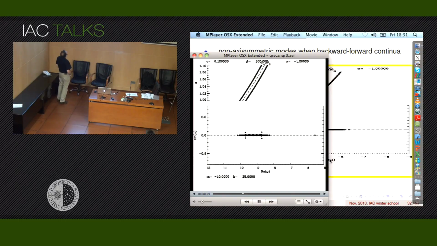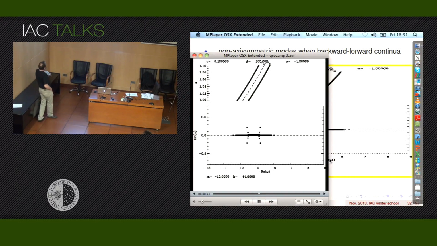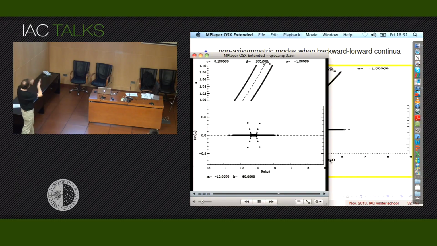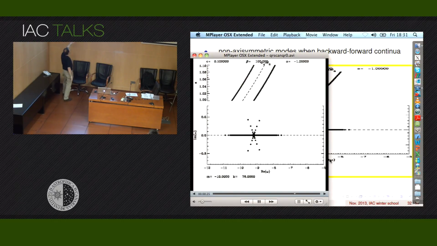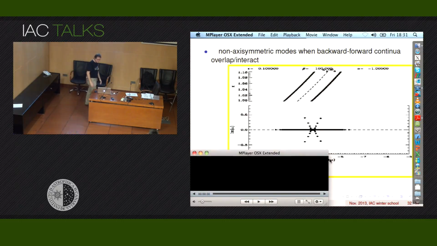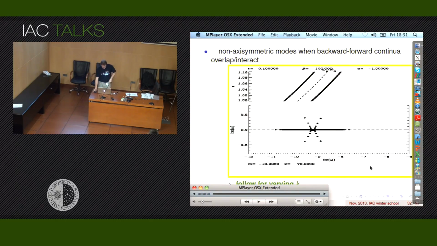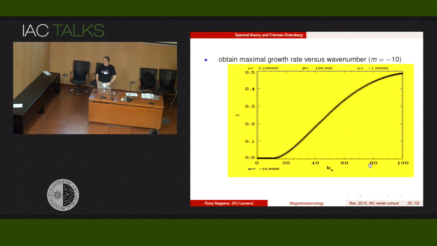Okay, plasma beta is 100. I'm now looking at non-axisymmetric modes, and you can see in the top panel that because of the plasma beta being so high, the forward and the backward Alfvén slow continua are separating more and more as I increase my wave number k. And you can see how some intricate modes, which I would not necessarily instantly label as magnetorotational, but as true eigenmodes of the MHD spectrum, pop up and become more unstable as k is increased.